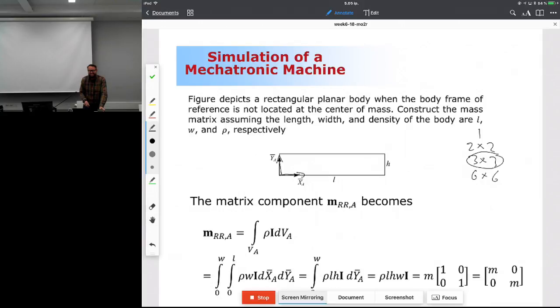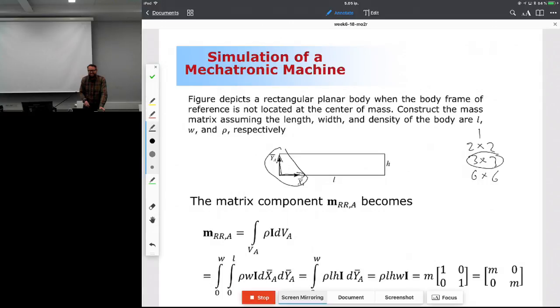So if there is a question related to this, you already know the answer. Now here it is not going to be the diagonal representation, because the body reference coordinate system is not located in the center of the mass. Clear?